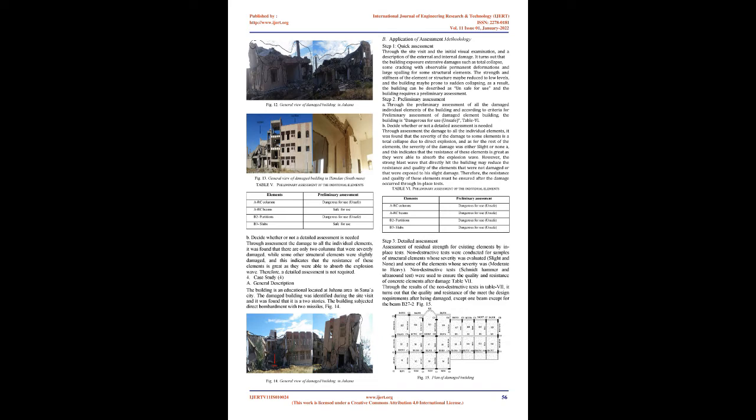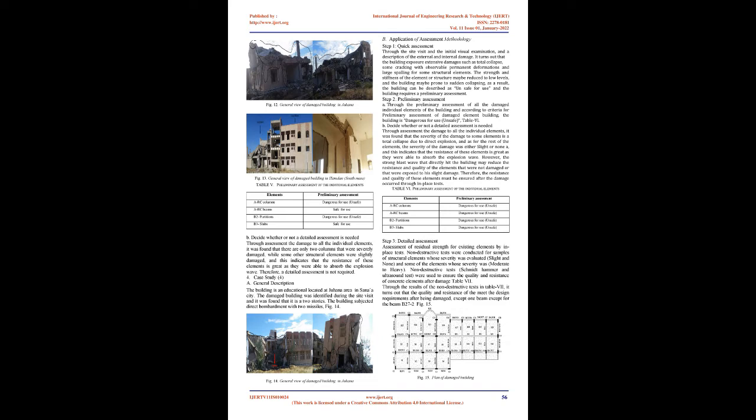Fig. 11. General view of damaged building and location of the explosion. 2. Case study. 2. A general description. The building is a residential building located at Hahana area in Sana'a city. The damaged building was identified during the site visit and it consisted of 2 stories. It was subjected to a direct air bombardment with 3 missiles. Fig. 12. B. Application of assessment methodology.